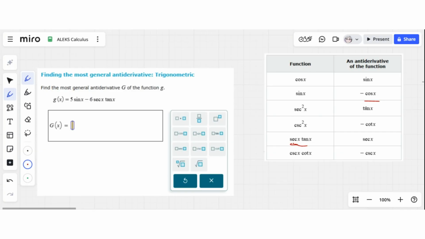The sine, we know its antiderivative is the negative cosine. So this is going to be negative 5 cosine x, and then minus 6, keeping the constant, secant of x plus big C. And that's really all there is to it with these.